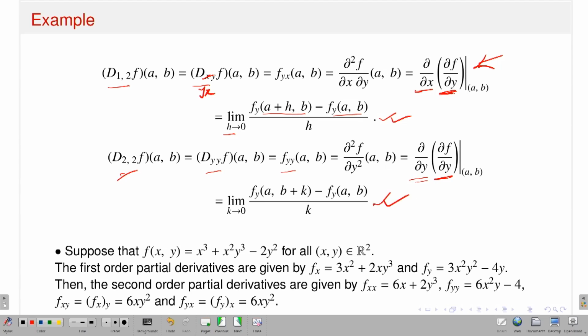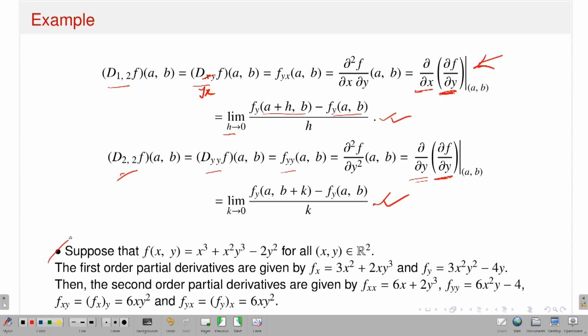So, that means if I have a function from R2 to R, then there are 4 second order partial derivatives. What are those? So, first one is del 2f del x square, second one is del 2f del y square, then third one is del 2f del y del x, and fourth one is del 2f del x del y. Okay. So, one example I have given.